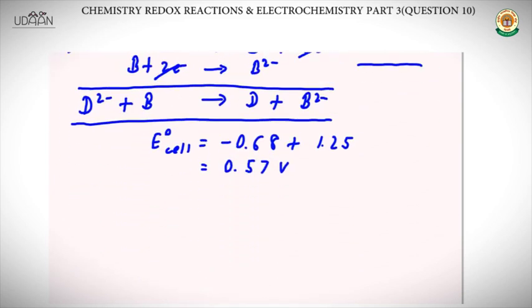Correct. Hence, E naught cell. This is the B part we're dealing with. So, hence E naught cell would be E naught oxidation plus E naught reduction.